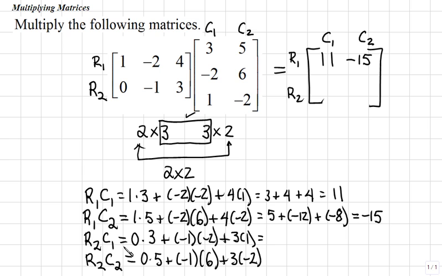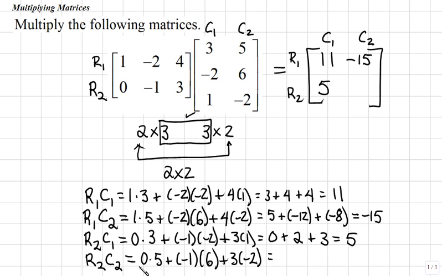Next, for row 2, column 1, 0 times 3 is 0, plus negative 1 times negative 2 is 2, plus 3 times 1 is 3. 0 plus 2 is 2, plus 3 becomes 5. So row 2, column 1 results in 5.